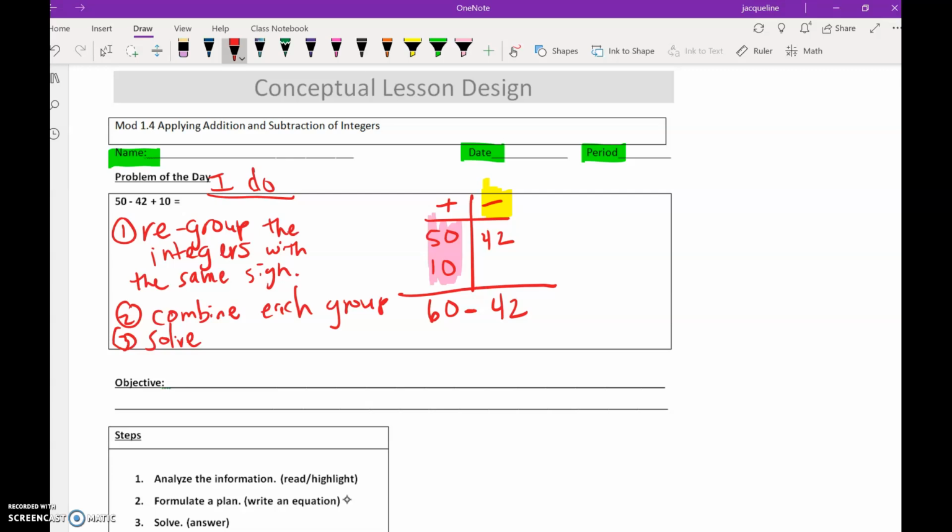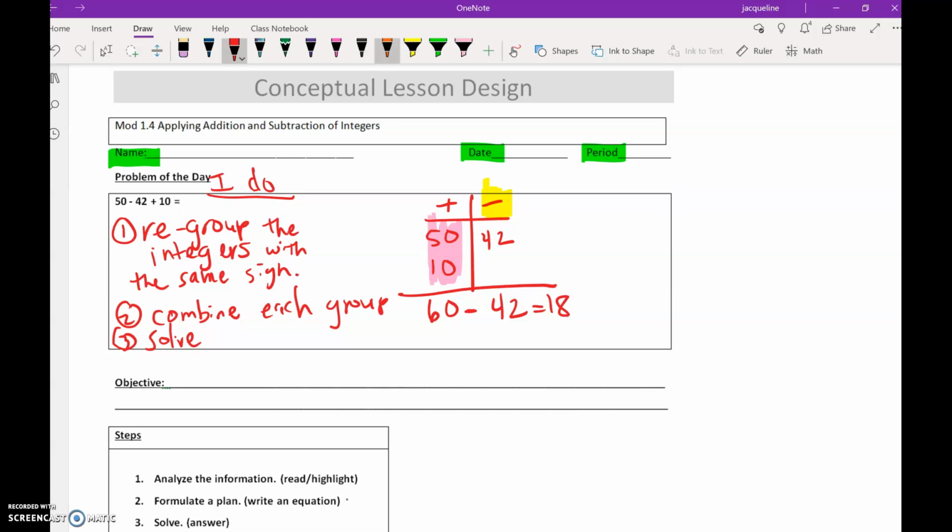Now, can I subtract 60 minus 42? And yes, I can. My answer is going to be 18. Now, here's my next question. Is it a positive 18 or is it going to be a negative 18? Because remember, we are working with integers now. We will have positive or negative numbers.